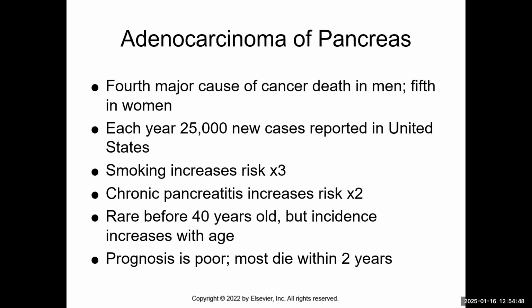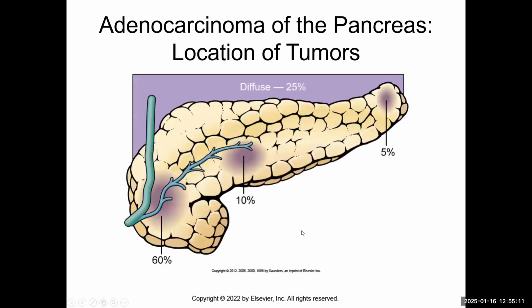So the most common tumor or most important tumor involved in the pancreas is adenocarcinoma. It's the fourth leading cause of death in men, fifth in women. Smoking increases risk. If you've had chronic pancreatitis, it increases risk. Usually it increases risk with age over 40. Prognosis is usually very poor. Usually they die within 2 years.